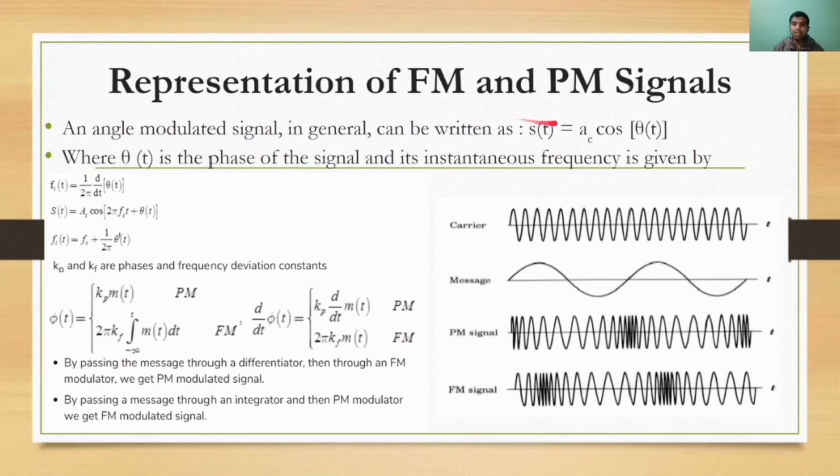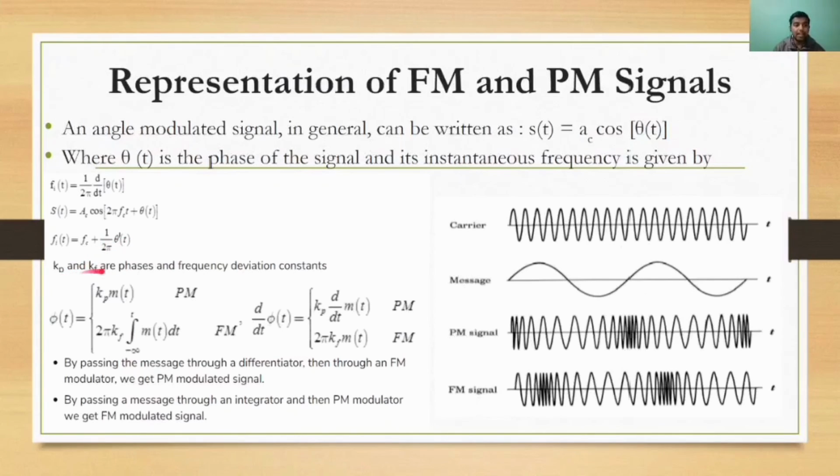Now we will discuss the representation of FM and phase modulation signals. An angle modulated signal in general can be written as s(t) equal to Ac cos(capital theta t), where theta(t) is the phase of the angle and its instantaneous frequency can be given by 1 by 2 pi d by dt theta(t). So s(t), the modulated signal, can then be written as Ac cos(2 pi fc t plus theta(t)). Now the instantaneous frequency can be written as fc plus 1 upon 2 pi differentiation of theta(t).